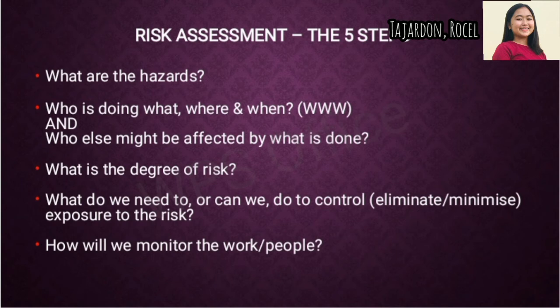Number 4. What do we need to or can we do to control, eliminate, or minimize exposure to the risk? Secure necessary permits approved by an electrical engineer and have the necessary equipment such as a fire extinguisher in a certain place. Number 5. How will we monitor the work or people? Make sure that their workplace is free from hazard and they are not at risk. The people, particularly the employees and management staff, are doing their work comfortably and safely.